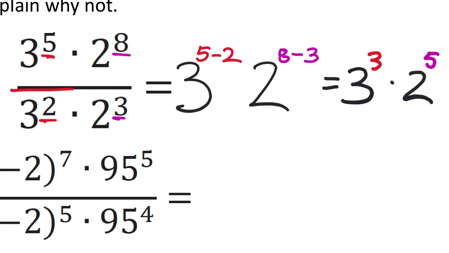Yes, these two values are being multiplied. And again, the order doesn't matter. If you did 2 to the power of 5 times 3 to the power of 3, that's okay.